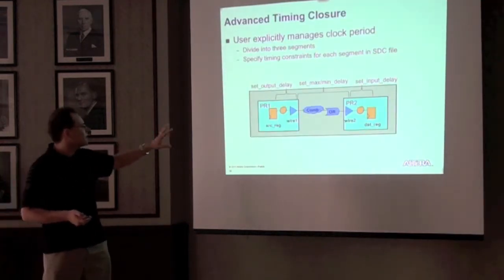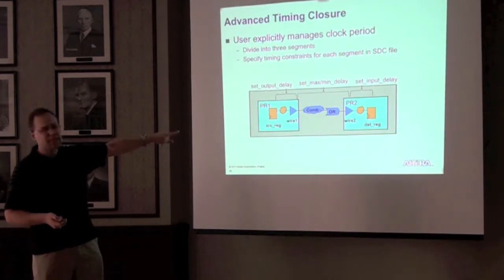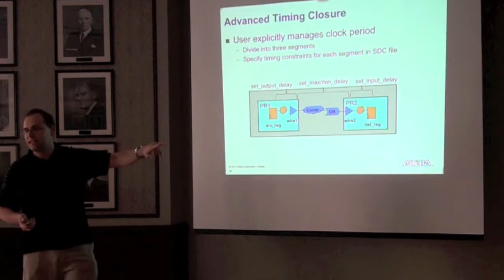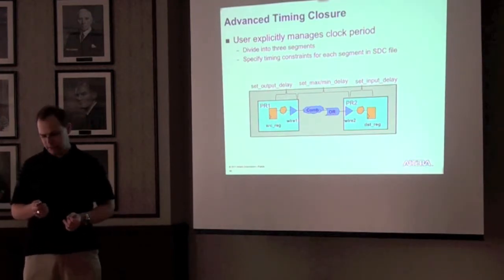Again, the main thing here is that you can say, okay, the output delay is 0.6 nanoseconds, the middle delay is 2.1 nanoseconds, the last delay is 0.6 nanoseconds. That's how you can achieve a 300 megahertz clock.